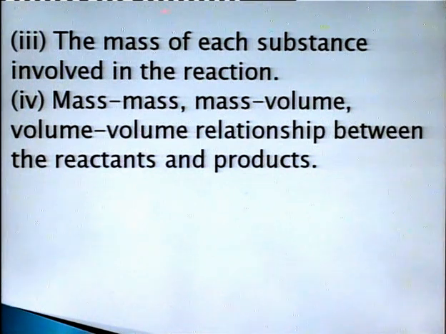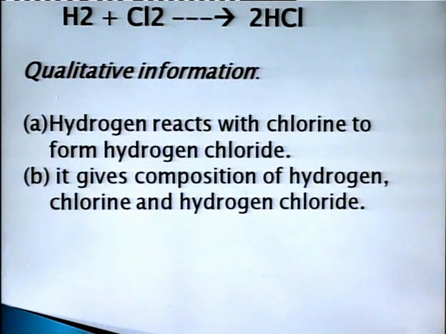Third, they tell us about the mass of each substance involved, and finally they give information about the mass, mass-volume and volume relationship between the various reactants and products. So this is quantitative information. For example, let us consider a reaction in which hydrogen and chlorine react to give HCl, that is hydrochloric acid. Now let us see which kinds of information are given by this equation.